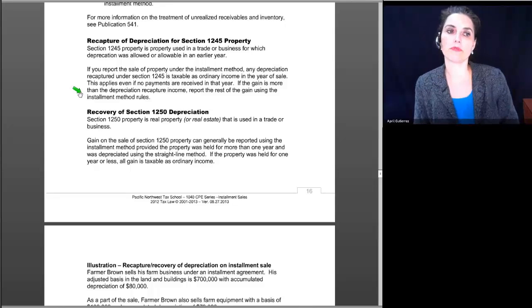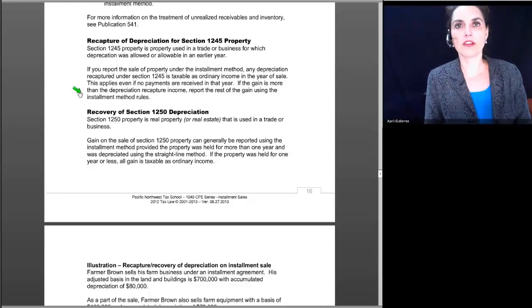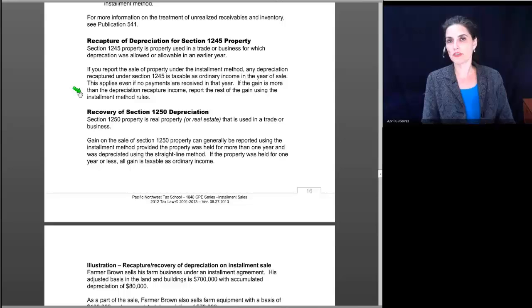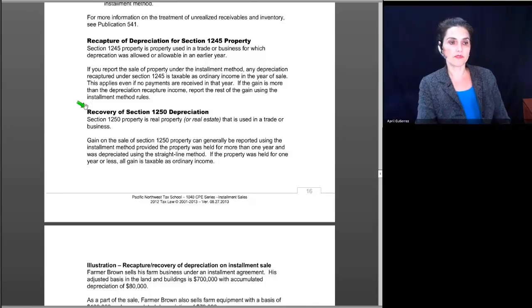If the gain is more than the depreciation recapture income, report the rest of the gain using the installment method rules. So remember earlier when I was showing you the illustration for Sally's sale, where I said, hey, look, we've got $2,000 of recovery of depreciation, and that's going to be treated as a reduction to basis? Well, that was possible because it was Section 1250 property. But if she had been selling 1245 property, she wouldn't have been allowed to reduce her basis in that way. She would have had to enter the recapture of depreciation on that lower line, or that higher numbered line, and it would have become income to her in the year of the disposition. So recapture of Section 1245 property creates income in the year of sale, but recovery of Section 1250 property is treated as a reduction to basis in the year of sale.